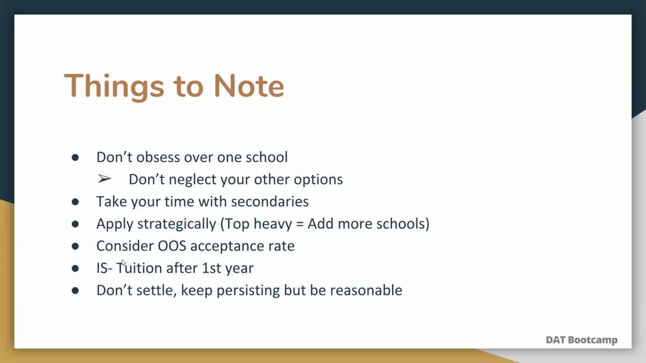Consider the out-of-state acceptance rate, right? As I mentioned, those Texas schools have very low out-of-state acceptance rates. The University of North Carolina at Chapel Hill also has a very low out-of-state acceptance rate. Keep that in mind when you're applying. That way you're making a very informed decision. The in-state tuition after first year is very big, especially if cost is a big concern for you. Keep that in mind and don't settle. Keep persisting, but be reasonable. That's the advice I can give you.